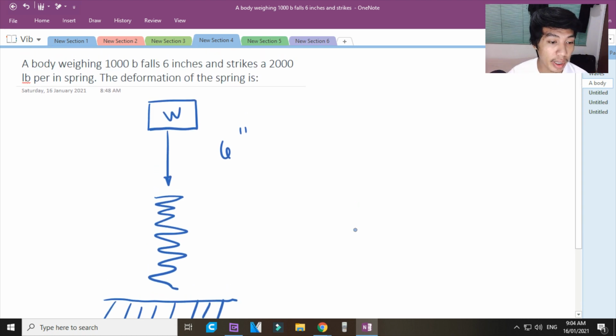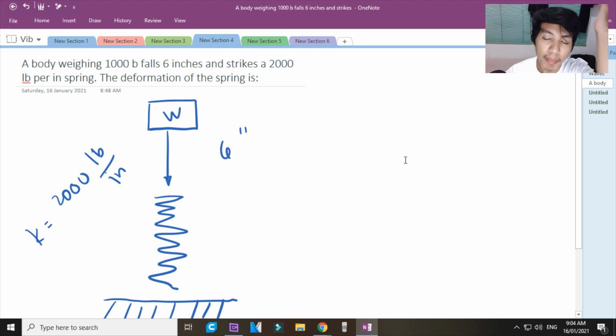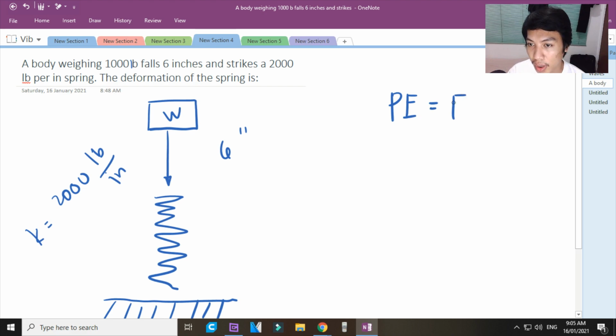Yan. At ang rate ng spring mo is 2,000 pound per inch. Pagdating ng imperial units, yung weight is somehow equal na din sa ating mass. Kaya as is na yan. Weighing 1,000 pounds dapat. LB. So, PE will be equal to the energy exerted.